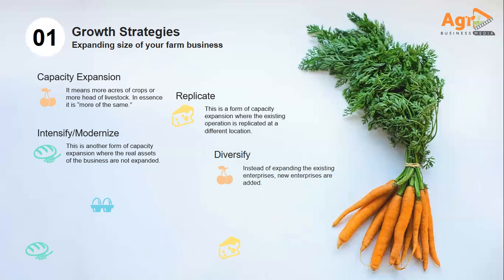The fourth way of growing your business is diversification. So instead of expanding your existing enterprises, like going to 100 chickens from the 50 that you are doing, by diversification you are now expanding into other enterprises. If you are doing broilers, you say, no, I want to add egg production, or layers. You want to add rabbits, so you are diversifying.